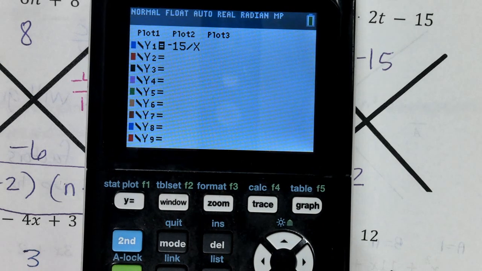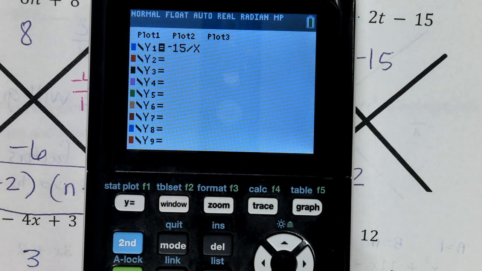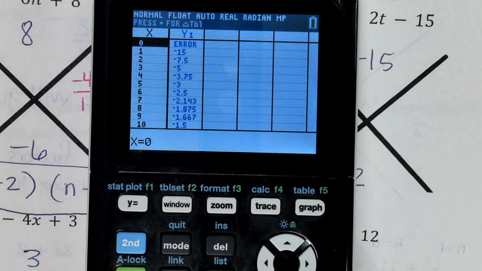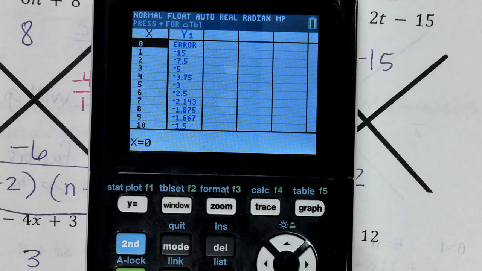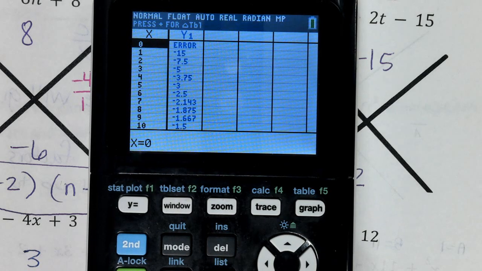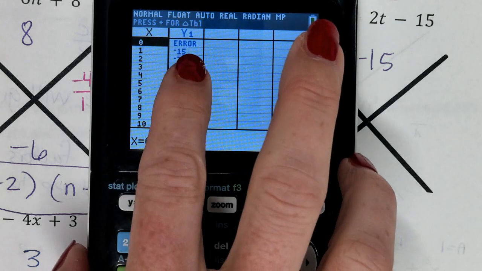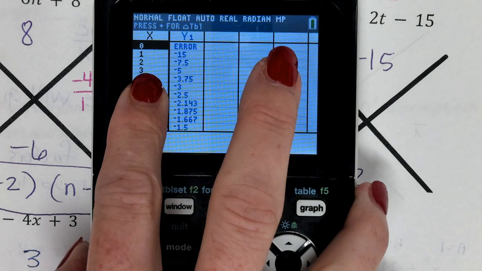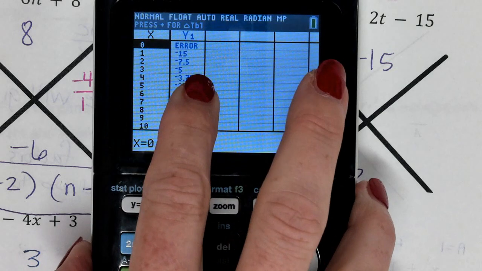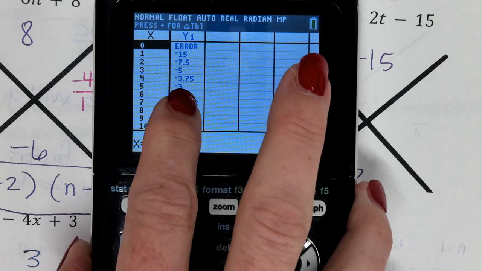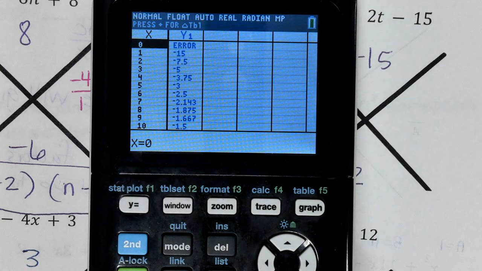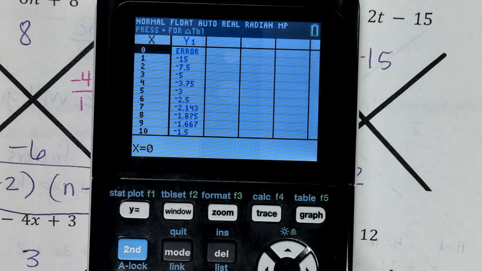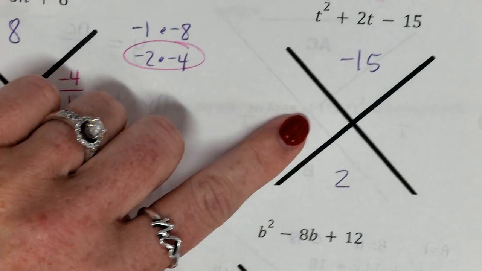When you go to the table, those numbers are the factors of 15. So go to your table. Those are your factors of 15. So 1 times negative 15, would we use 2? Nope. Would we use 3? Yes. 3 times negative 5 and 5 times negative 3. They're going to list all the factors of 15. Does that make sense? All right, so here we go.